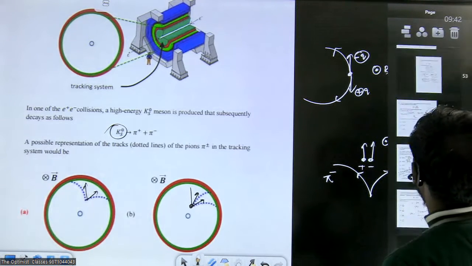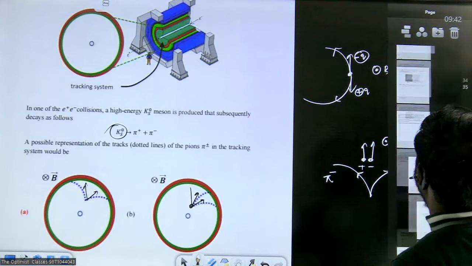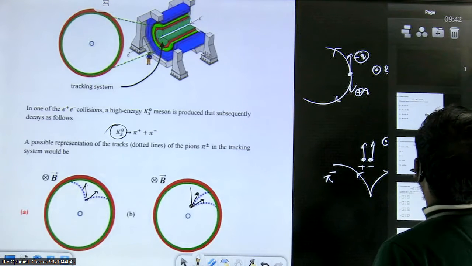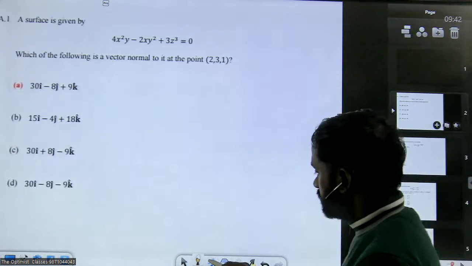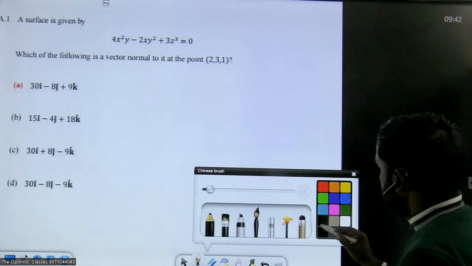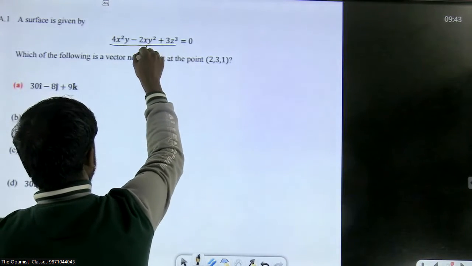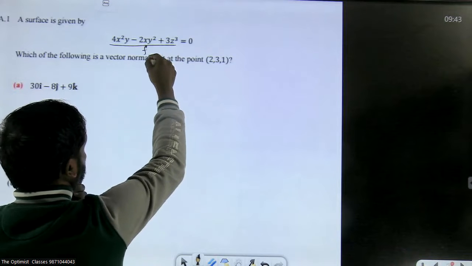Now let us discuss other parts. So we are moving to part A now. These are actually easy questions. Let's see. There is a surface given. So this is the function that we have. Now the question: which of the following is the vector normal to it at this point?